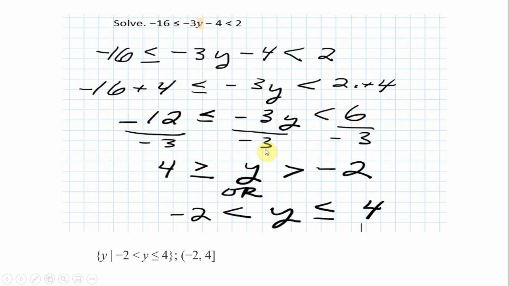Now I'm going to divide all 3 sides by my negative 3. I could have come down here with another line, but I just added that to save some space. Once I do that, remember I have to change the order. Negative 12 divided by negative 3 is 4, bigger than or equal to y, bigger than negative 2, and I just like to write those left to right: negative 2 less than y less than or equal to 4. There's my solution as set builder, negative 2 less than y less than or equal to 4, and in interval notation, negative 2 up to 4.